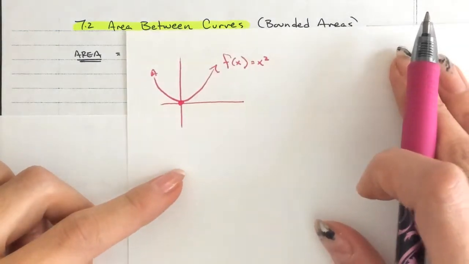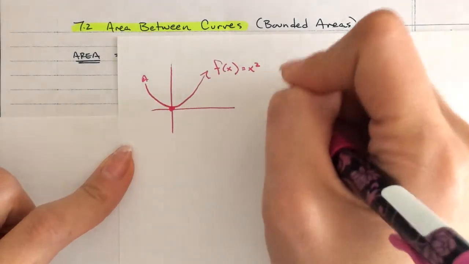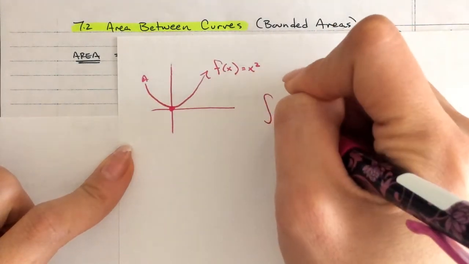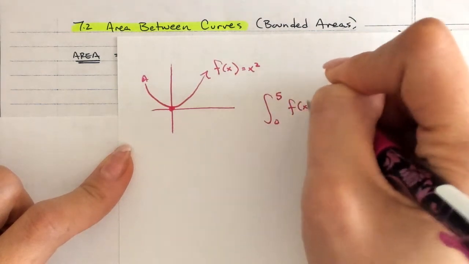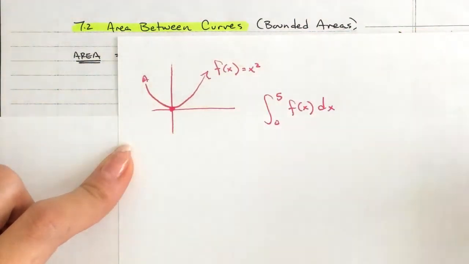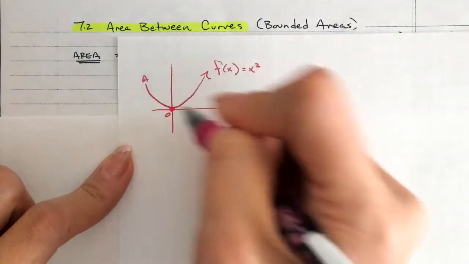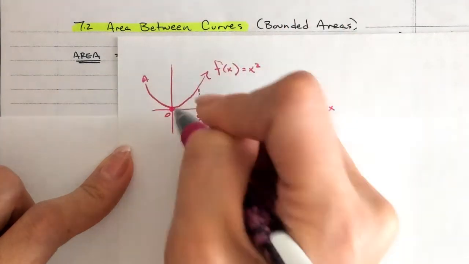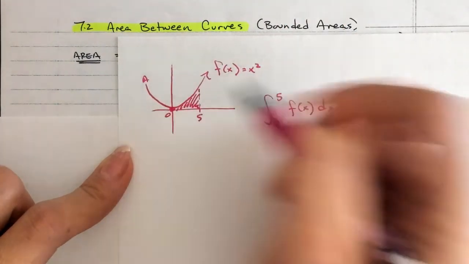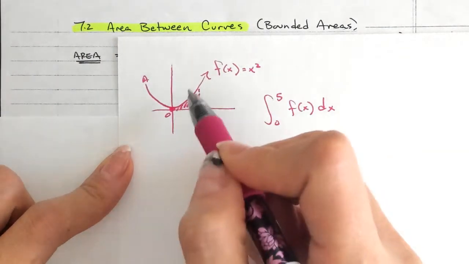So for example, let's say you have this function x squared, and let's say you're trying to find the integral between 0 and 5 of f of x in terms of x. So really what you would be finding, you guys know, is between 0 and 5 on the x-axis, the area under the curve above the x-axis, right? So that's what you've been doing.